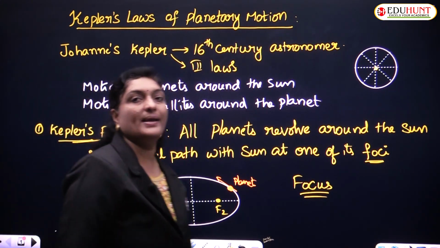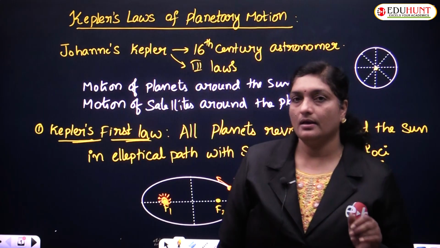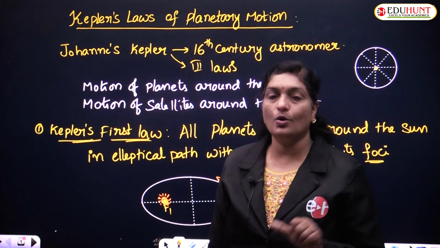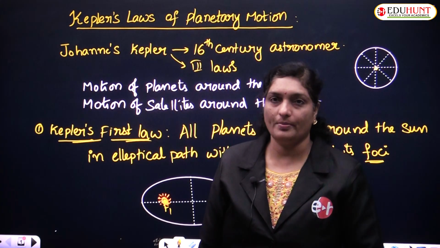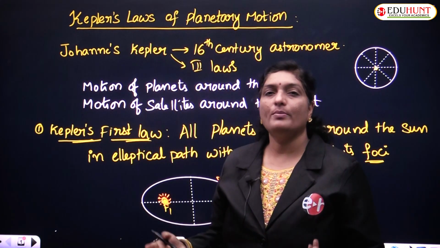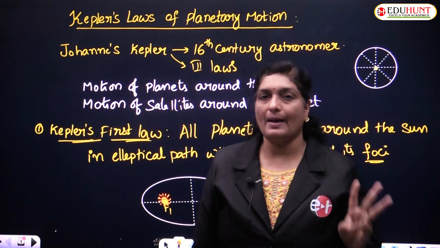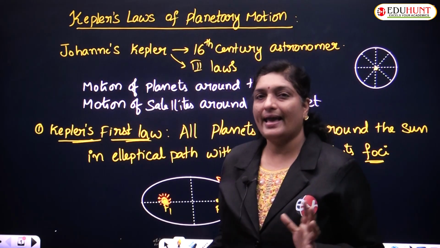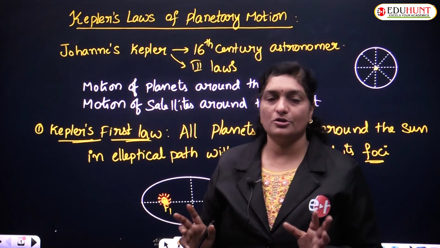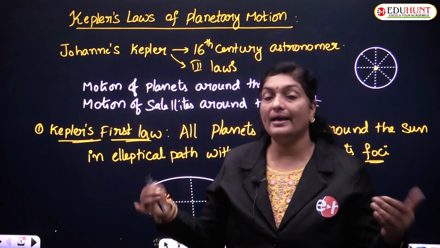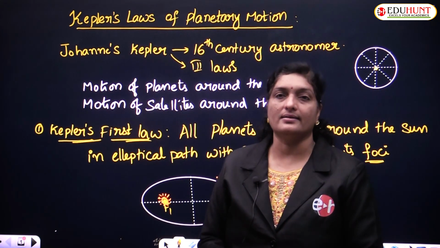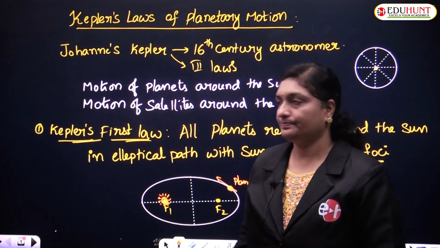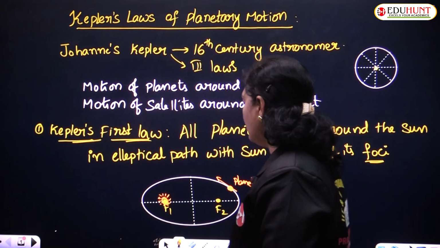So who invented Kepler's laws? Johannes Kepler. In which era? It was in the 16th century. Who was Johannes Kepler? He was an astronomer. So what did he do? He formulated three laws called Kepler's laws of planetary motion. He could explain the laws governing these motions, but he could not explain the theory behind the motion of the planets, and this was later described by Newton.